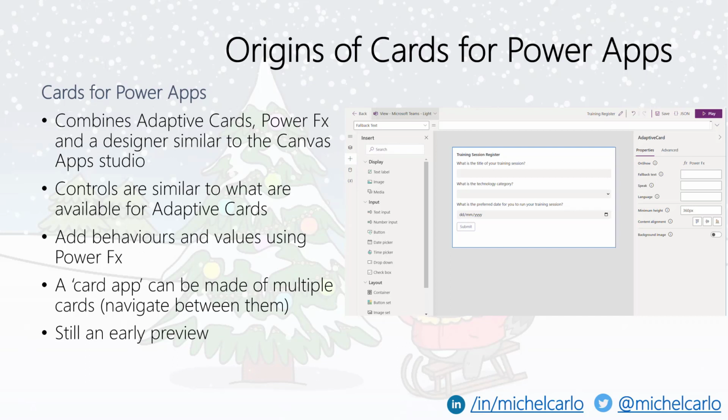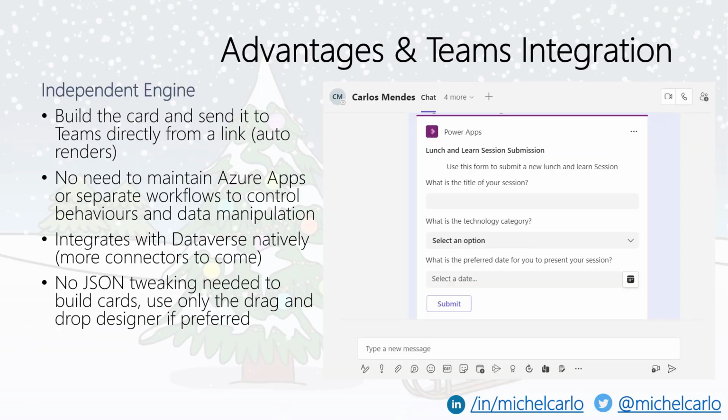And one common thing that we see in cards for Power Apps as well is that you can have multiple screens inside of a card app, and then you can navigate between the screens inside of the card, the same way as you would do with a Canvas app. As Cards for Power Apps is an independent engine, basically we don't need to control its behavior using any other tool. So we can build a card, add logic on it, and simply copy a link and send it to a Teams chat, and it auto renders, and the card controls the data and how it's going to display information by itself without the need of a separate app or a separate workflow.